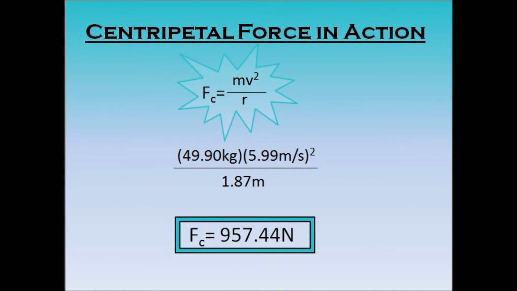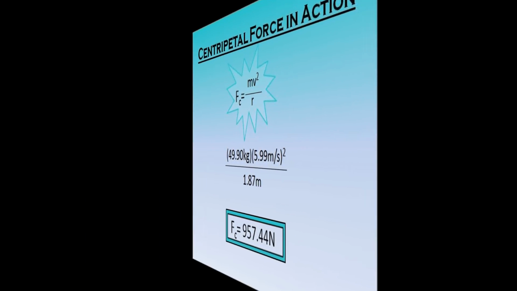Now that we have all our variables, we can plug them in to figure out what my centripetal force is as I go around the bar doing giants. Multiplying my mass, 49.9 kilograms, times my velocity, 5.99 meters per second squared, and dividing by 1.87 meters gives us 957.44. The centripetal force as I swing around the bar is 957.44 newtons.